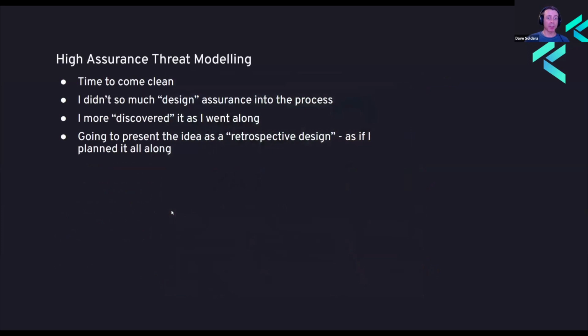So come clean a little bit, right? I would love to say that I designed all of this assurance into the processes that we used, but I really more discovered it as I went along. But I'm probably just going to talk about it as if I designed it into the process, just to make it easier. And the discovery again was really more about the value than the actual method, which you'll see is not particularly complicated.